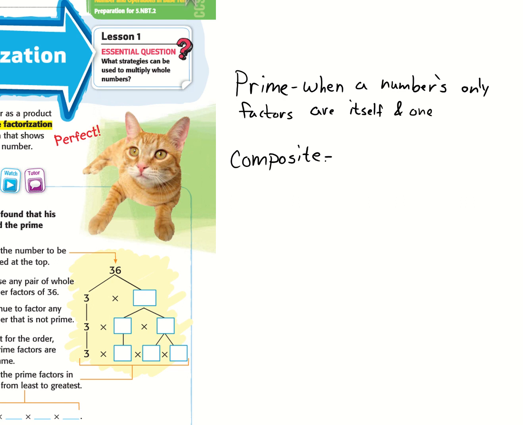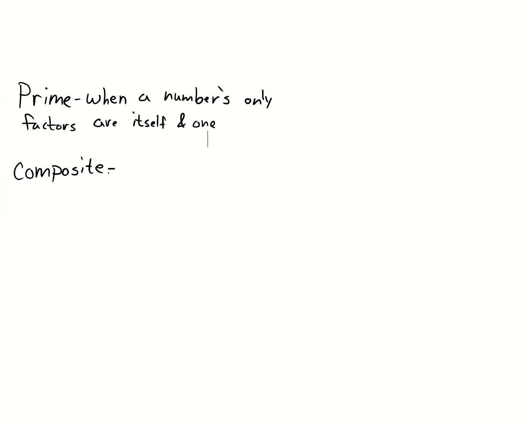So an example, the number 3. In order to get 3, I can only get 1 times 3. 2, I can only do 1 times 2. 7, I can only do 1 times 7. 11, I can only do 1 times 11. So these are all examples of prime numbers because I can only multiply them by itself and 1 in order to get them as a product.